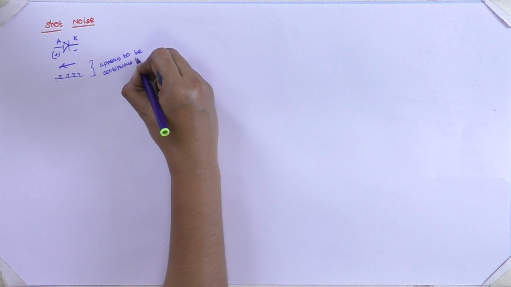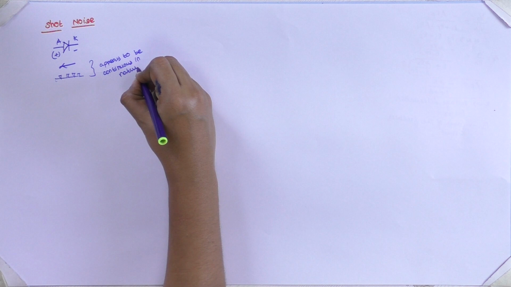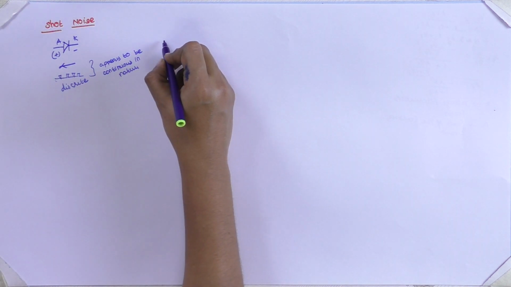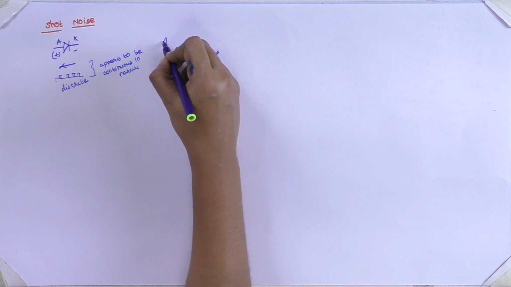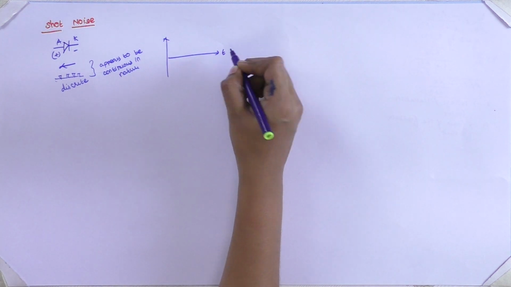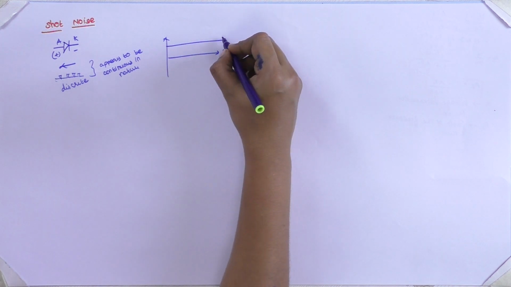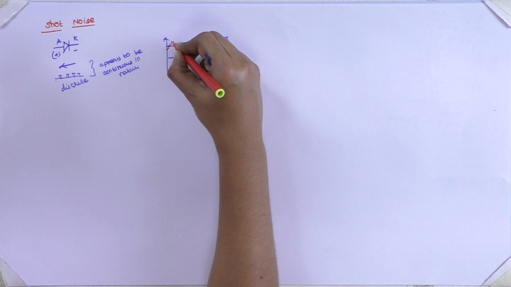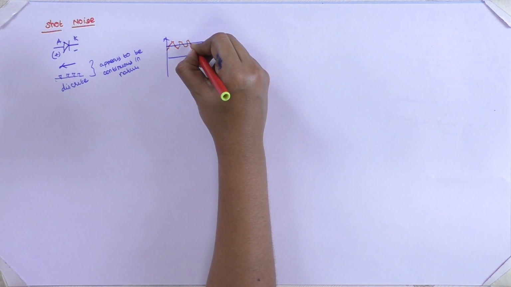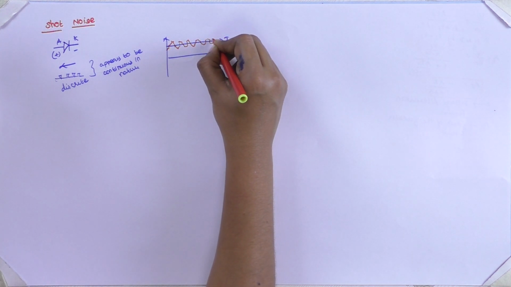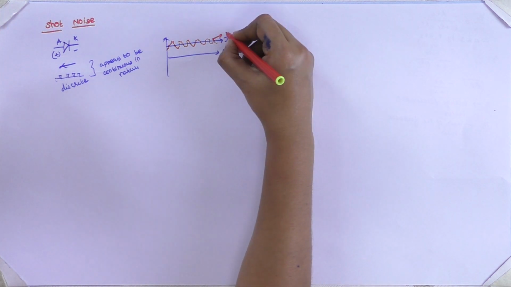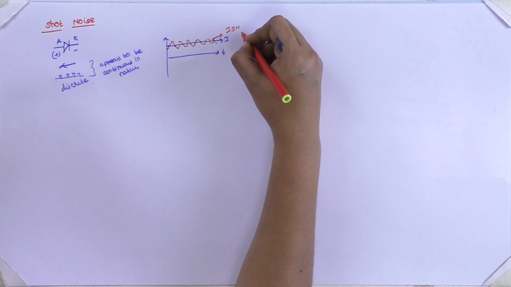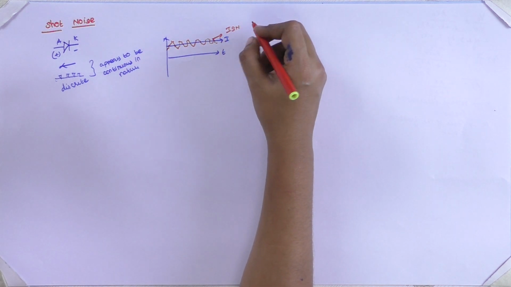But actually it's a discrete phenomenon. Therefore, what will happen? The wiggling of current will appear. If we consider this with respect to t, this is our mean current I, and the wiggling of current, shot noise, will appear like this around the mean value of I. This part is referred to as shot noise current. This wiggling effect, this fluctuation, is referred to as shot noise.